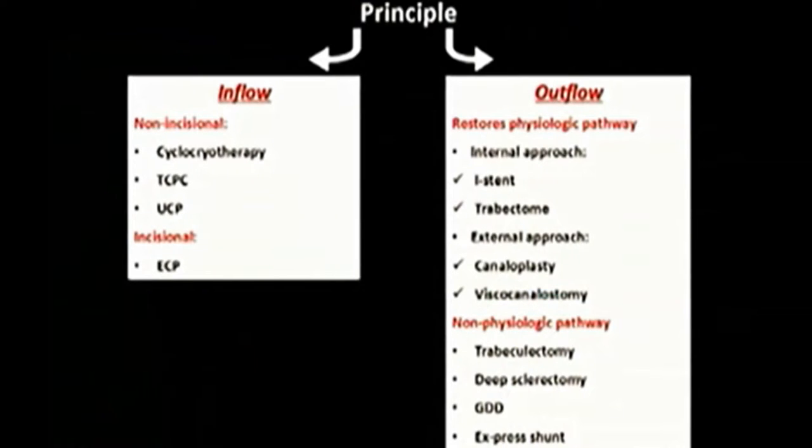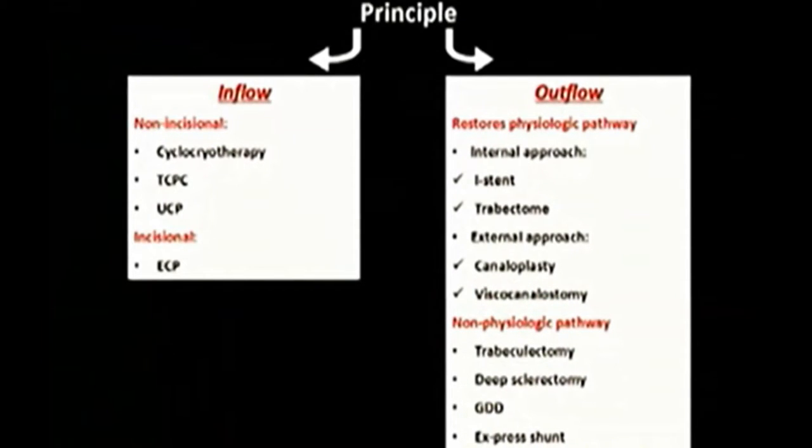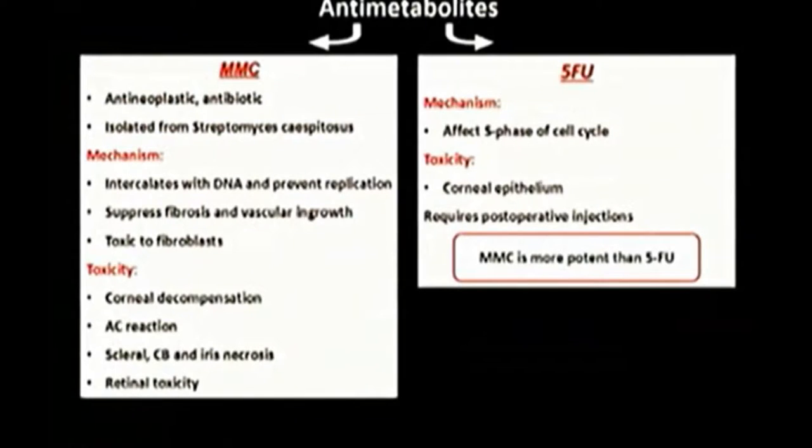Those which work on the outflow mechanism include procedures which aim to restore the physiologic pathway, including the internal approach like the iStent, trabectome, and so on. We have a few other procedures as well. We have the external approach like canaloplasty and viscocanalostomy. We have those which work on a non-physiologic pathway, including trabeculectomy, deep sclerectomy, glaucoma drainage device, and Express shunt, and other procedures as well.